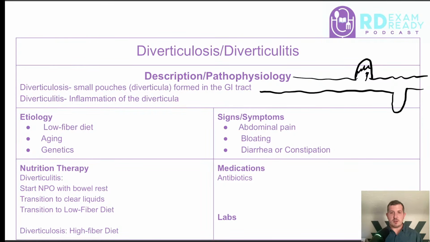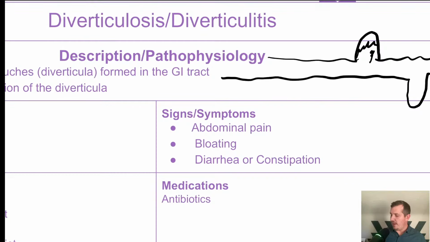Signs and symptoms. Let's talk through this, and remember, start thinking with your brain about what the implications are of these signs and symptoms. Abdominal pain, bloating, diarrhea, or constipation. Post in the chat: how do you think abdominal pain may affect this patient's nutrition status? If a patient has a GI condition like this, what would you suspect abdominal pain would do to their nutrition status, if you had to guess? What do you think?